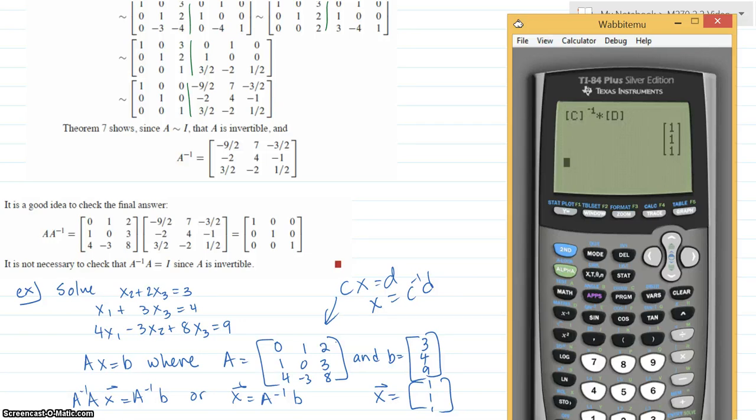So that is how you use the calculator to find inverses. Hope that helps.